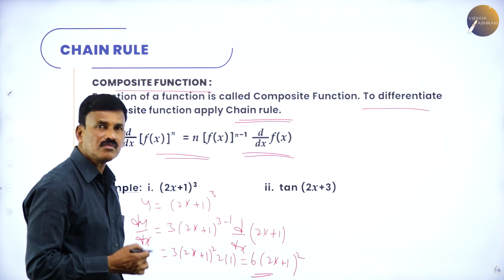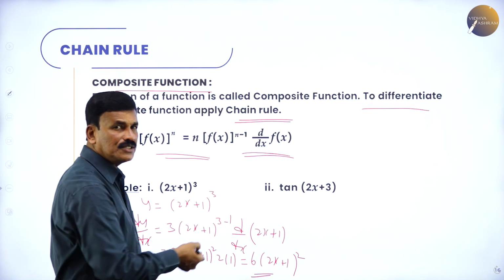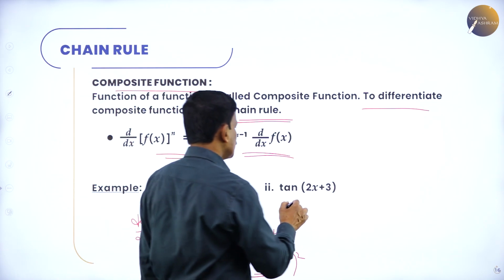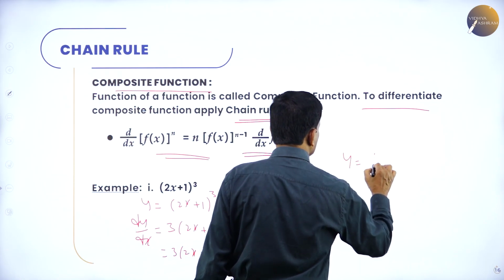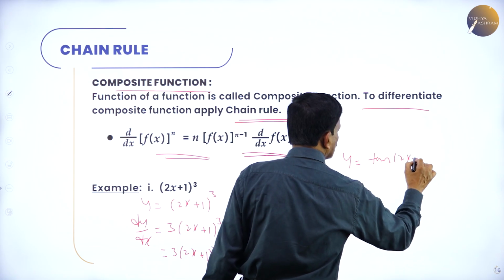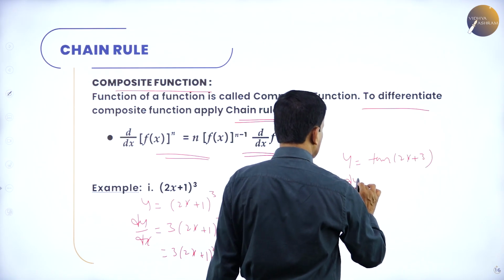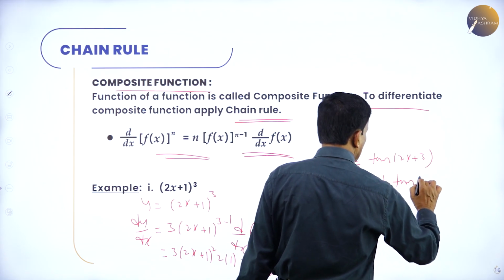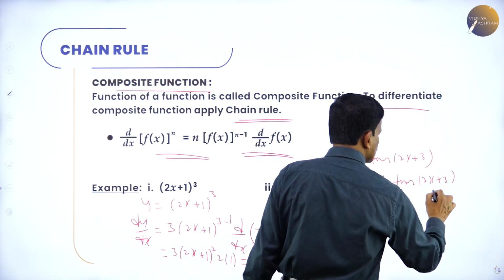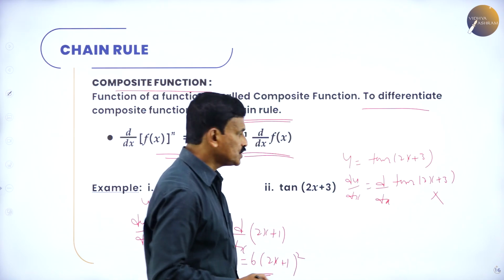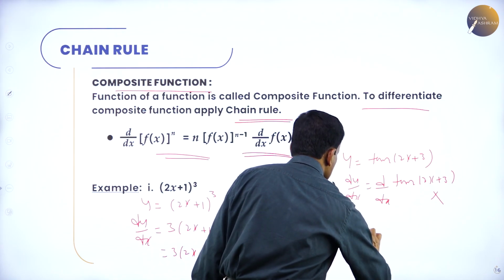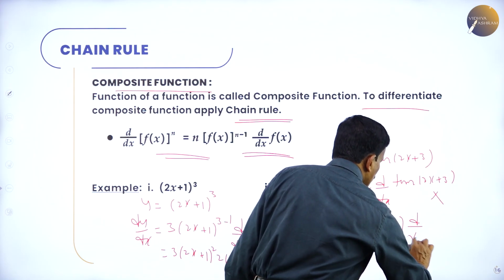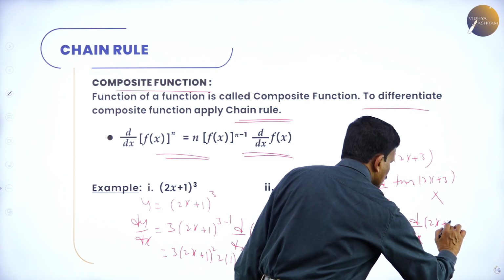That's it. One more question. On the other hand, take this. y is, yes, what is this? Tan of 2x plus 3. If you differentiate this, let y is equal to tan of 2x plus 3. Differentiating with respect to x, dy by dx is equal to d by dx of tan of 2x plus 3. Let us consider this as x. What is differentiation of tan x? Secant square x. Secant square, instead of x we have 2x plus 3, into d by dx of this inside function 2x plus 3.